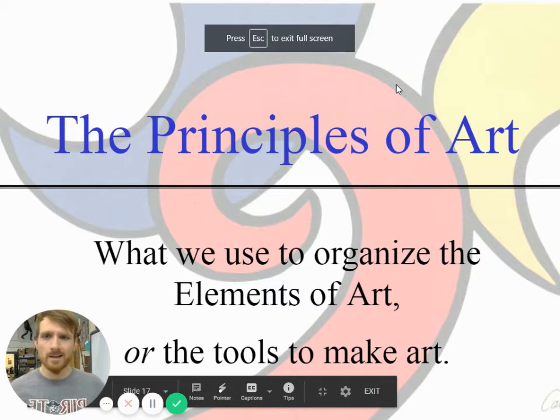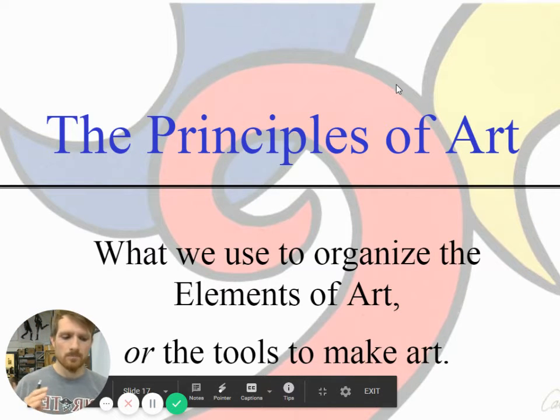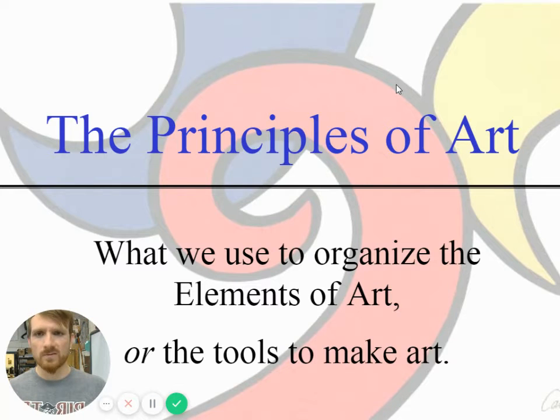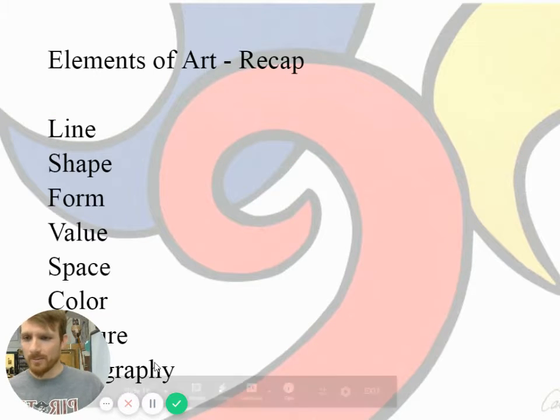Good morning. And today I want to talk about something that we're going to use throughout the course of this semester, and that is the principles of art. So, just to recap, in Art 1, you learned about the elements of art.